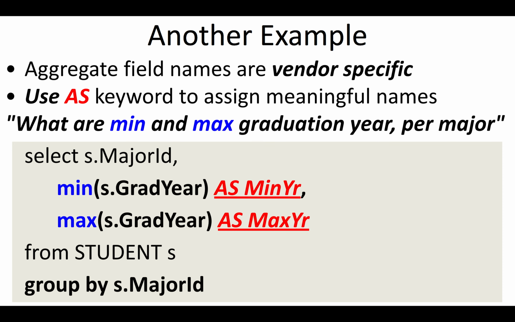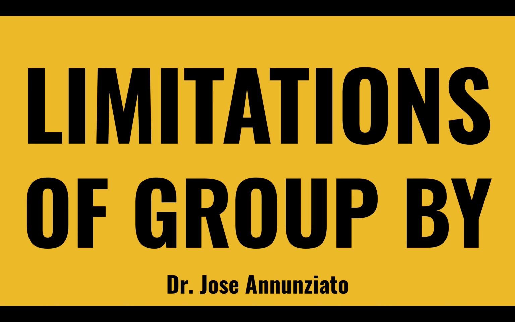There are a couple of other aggregate functions like min and max that allow me to aggregate, for example, the graduation year, giving the minimum and maximum graduating year. I can rename them and give those columns meaningful names, as min year, as max year. Okay, so let's take a look at some of the limitations.